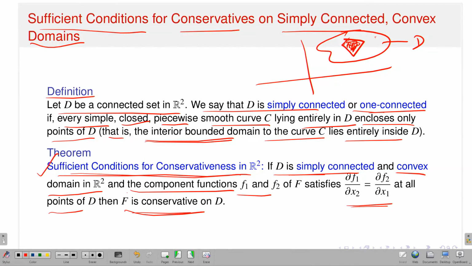Then I said that you have to start with a vector field with a nice domain. Nice domain means your domain should be simply connected or path connected. So if I start with a very nice simply connected and convex domain, along with that, if I have component functions f1, f2, and if they satisfy the condition ∂f1/∂x2 exactly equal to ∂f2/∂x1, that is the sufficient condition for conservativeness, then my vector field capital F is a conservative vector field. That means it is a gradient vector field. Okay, so up to that part it's perfectly all right.